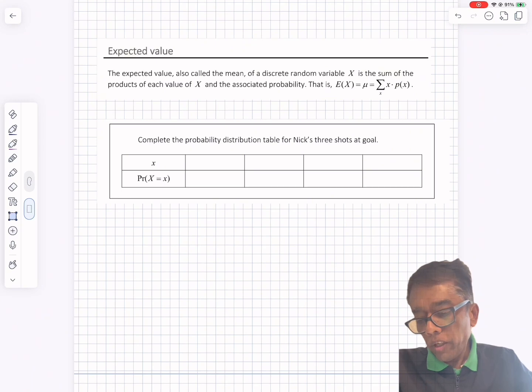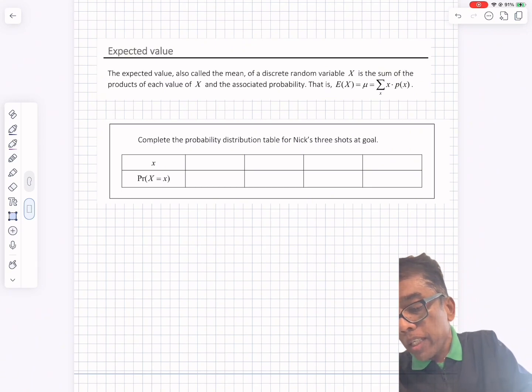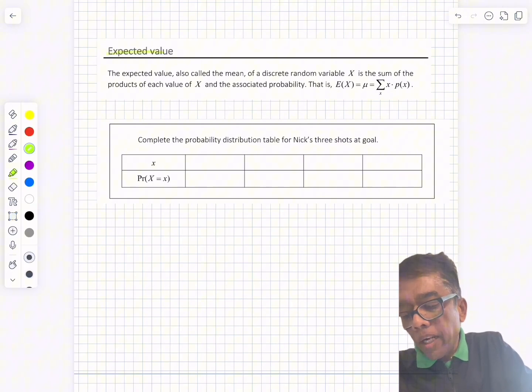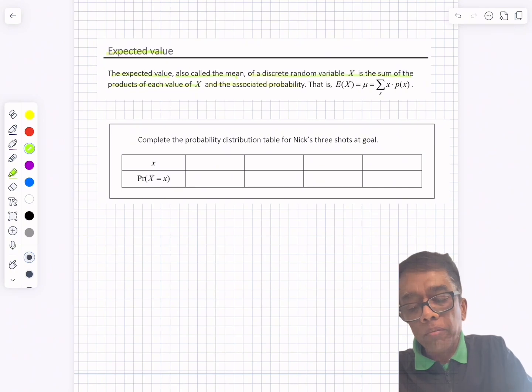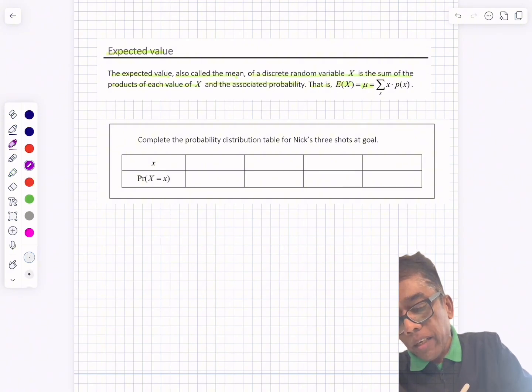Now we will consider the expected value of the probability distribution. The expected value, also called the mean of a discrete random variable X, is the sum of the product of each x and the associated probability. That is, E(X), or mu, is equal to the summation of x times P(X = x).